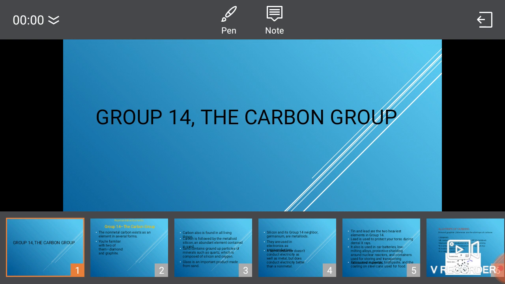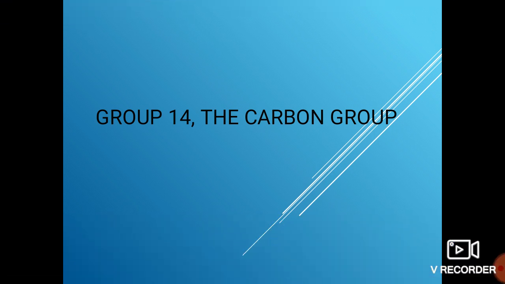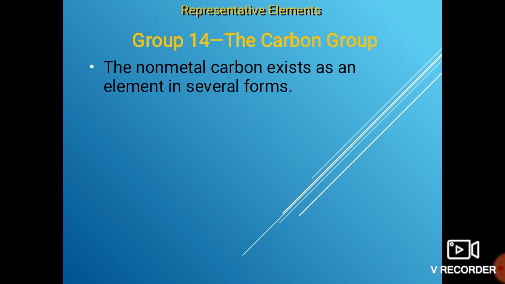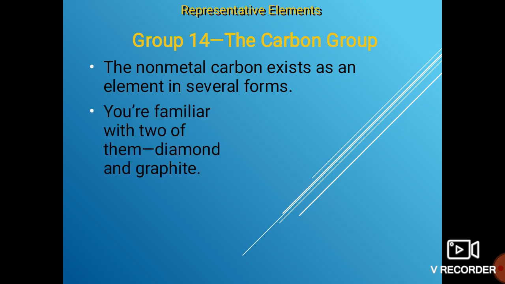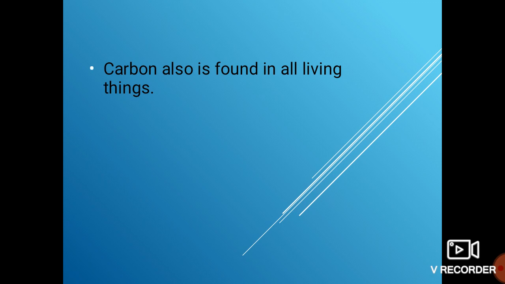This carbon group, that is, group 14 elements, shows catenation properties, and the tendency of catenation in carbon is much greater than in other elements. The non-metal carbon exists as an element in several forms. You are familiar with two of them, such as diamond and graphite. Diamond and graphite are also called allotropes of carbon. Carbon is also found in all living things.